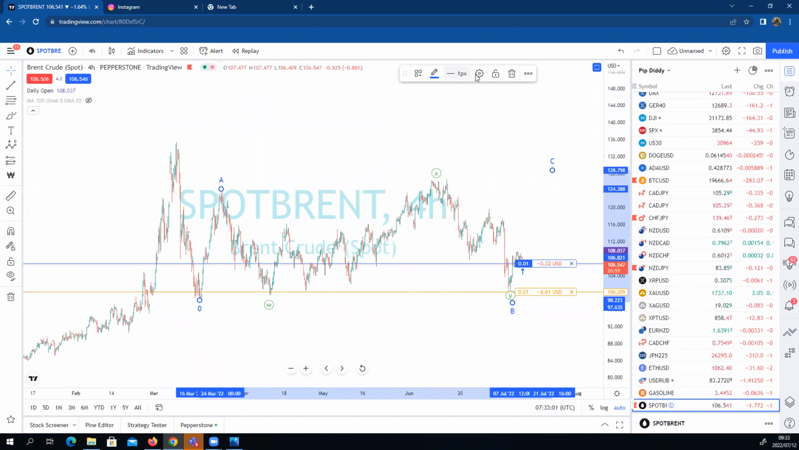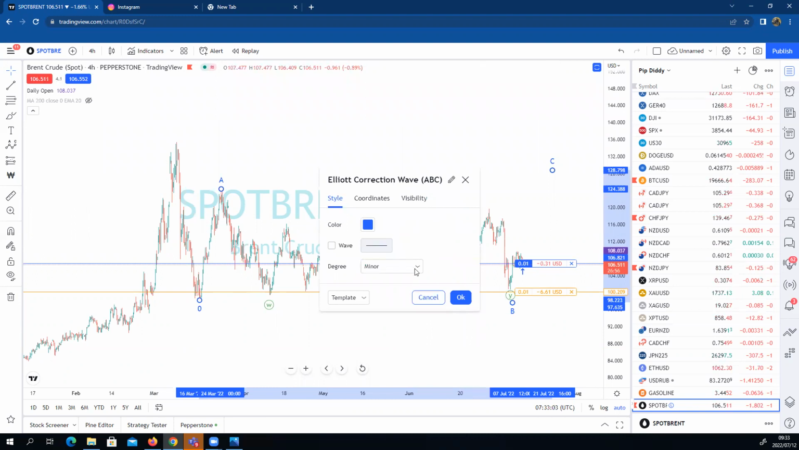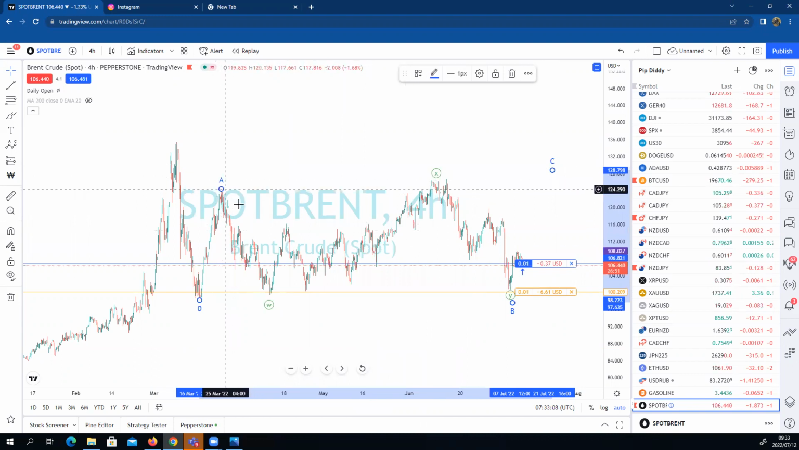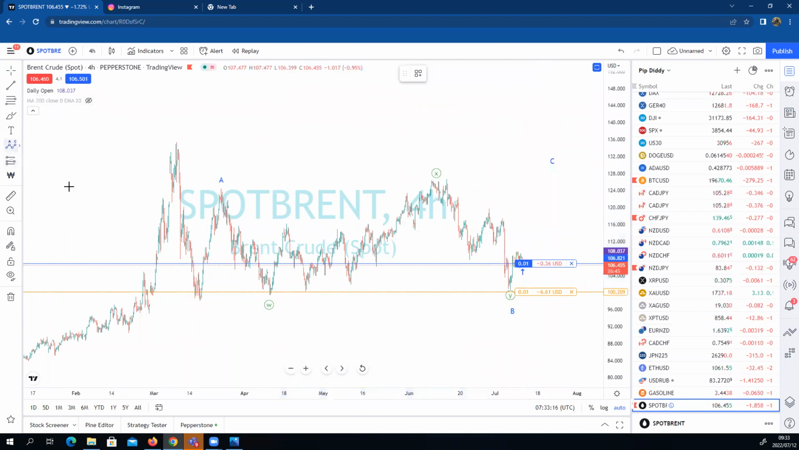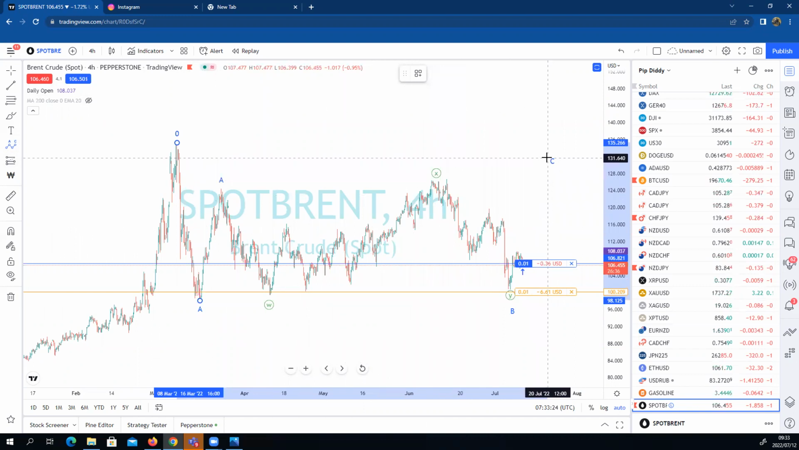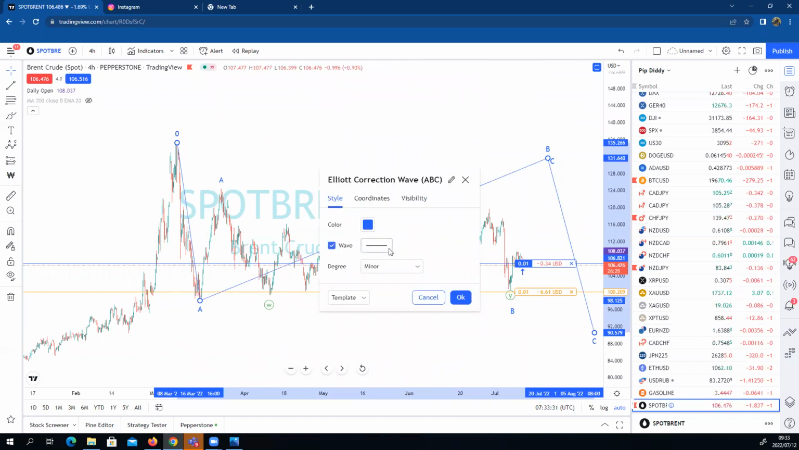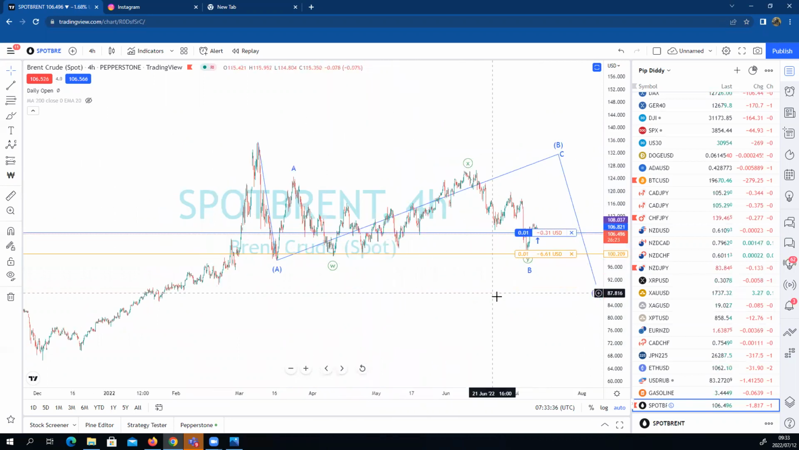Or let me just check. So this is the minor degree. So we have this intermediate degree here above the minor degree, which is also an ABC corrective structure. That would be another A, and all of this would be B, and then we would be expecting a C somewhere there. Okay, let me just show that wave. And then this is an intermediate degree, 1 degree higher than the previous one.